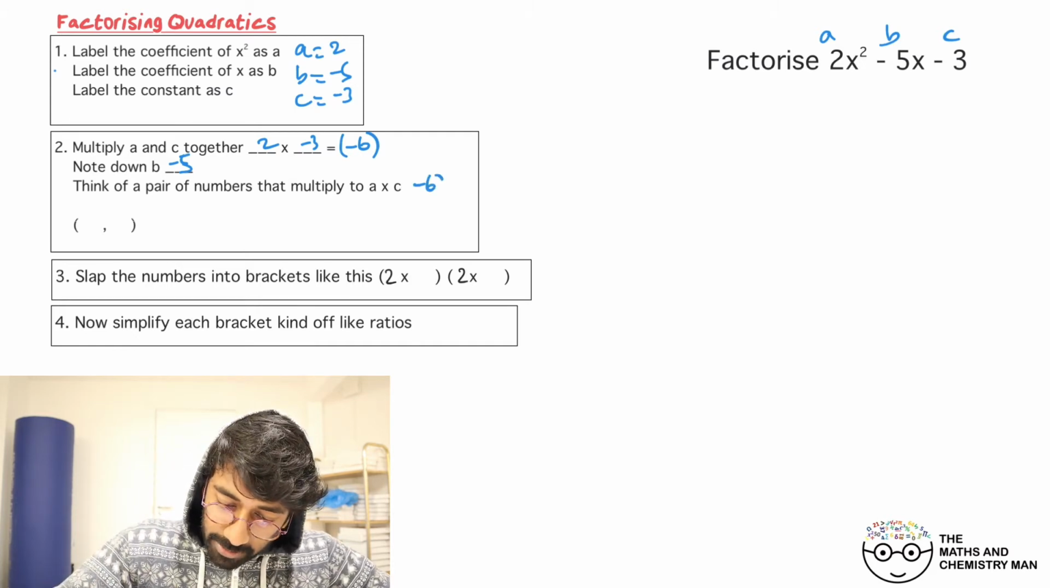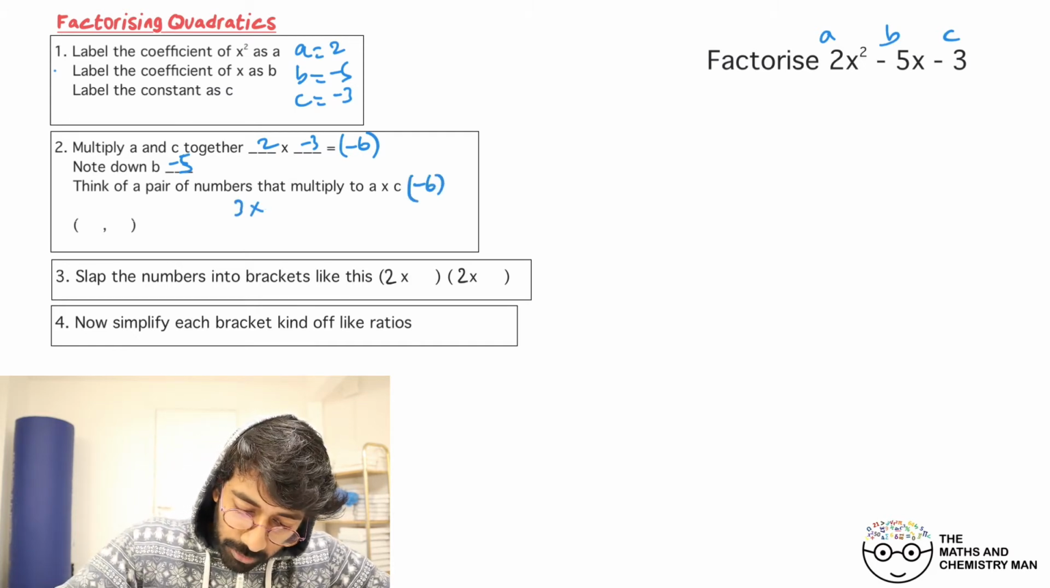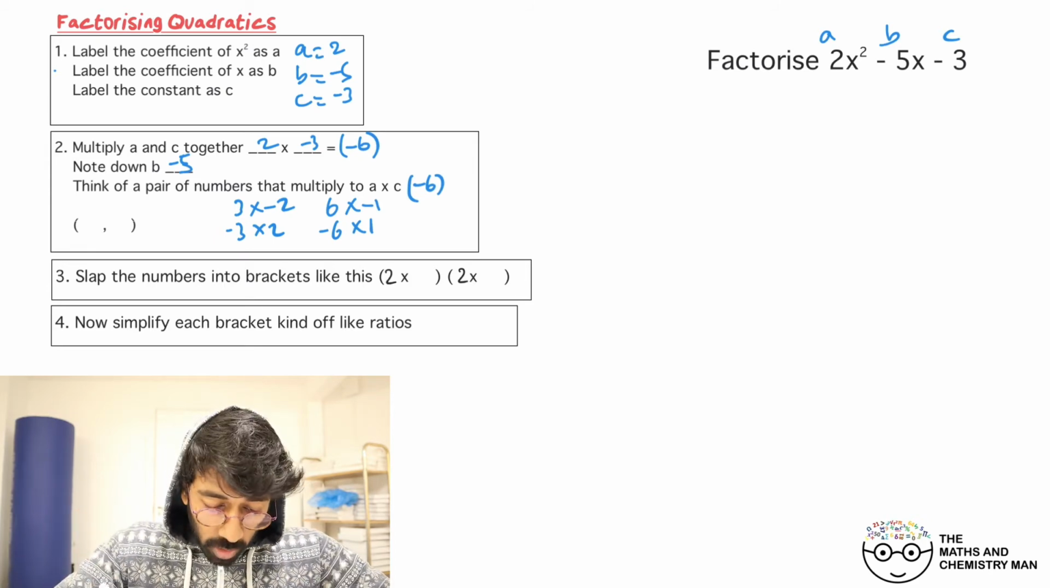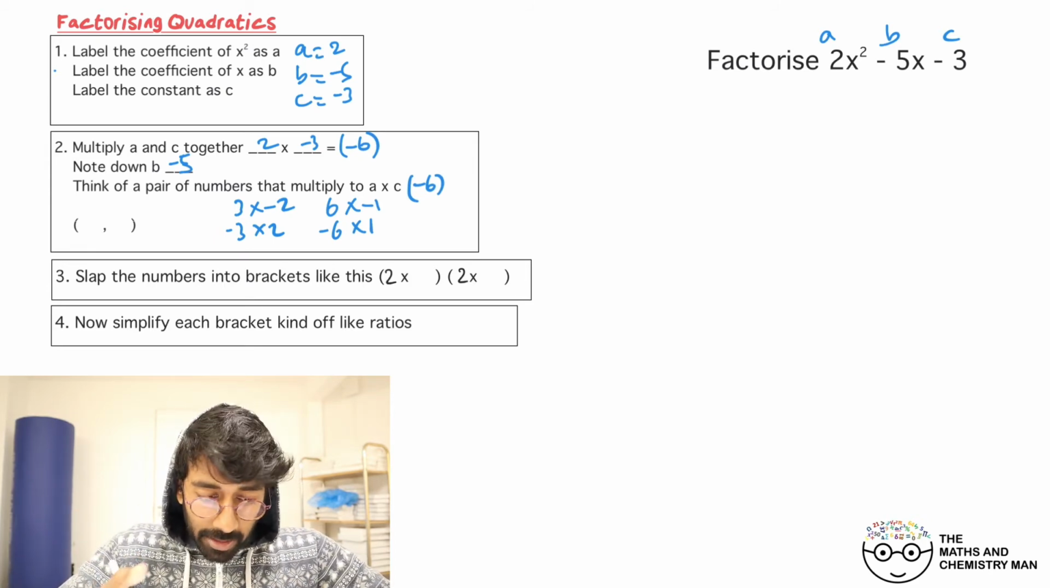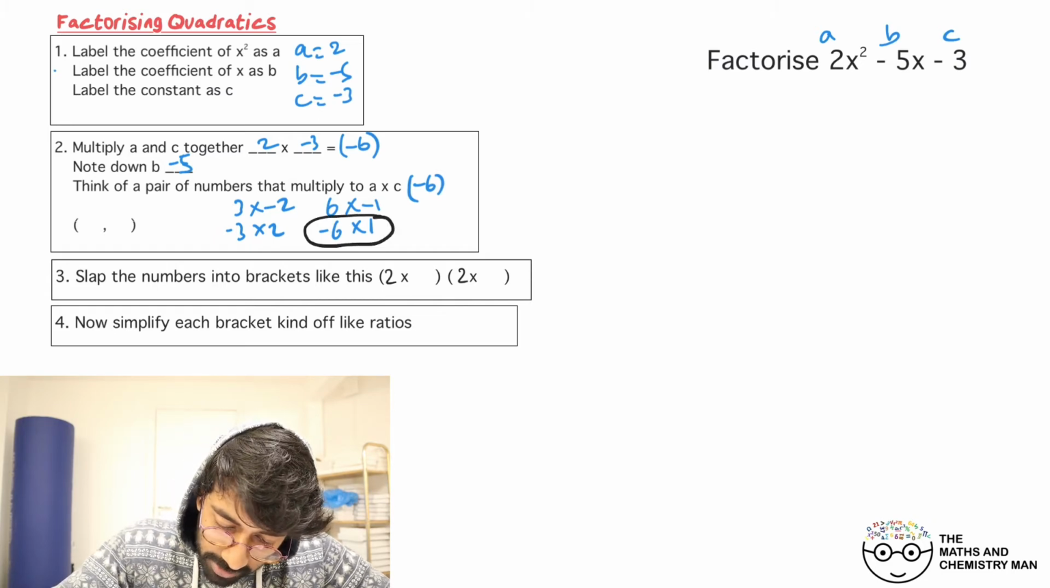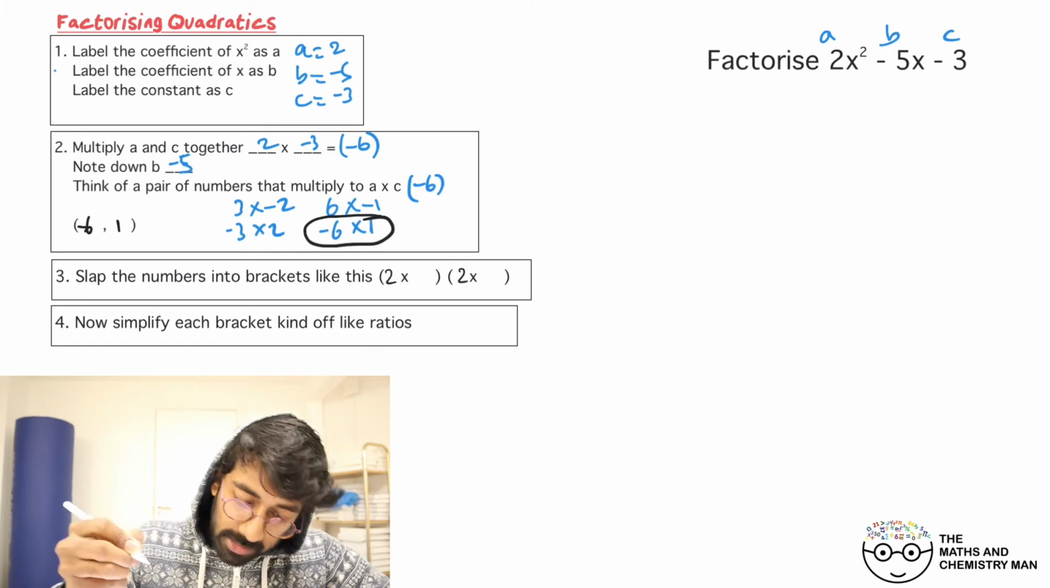So when you think of numbers that multiply to minus 6, we can do 3 times minus 2, or minus 3 times 2, or 6 times minus 1, or minus 6 times 1. Which one do we need? We're going to need the ones that add up to minus 5. So which one adds to minus 5? I think it's going to be this one here, minus 6 and 1.